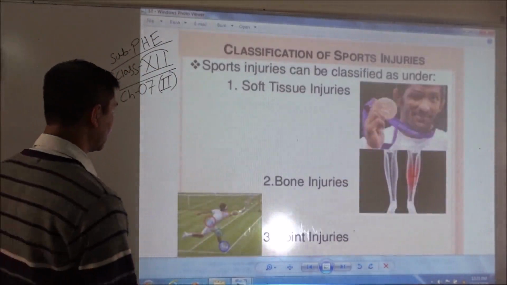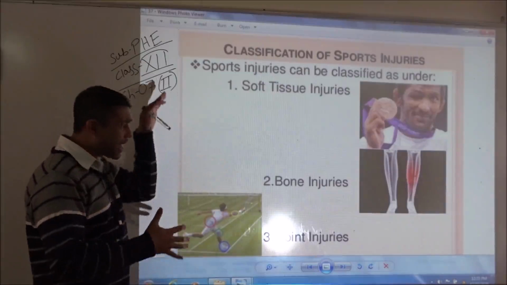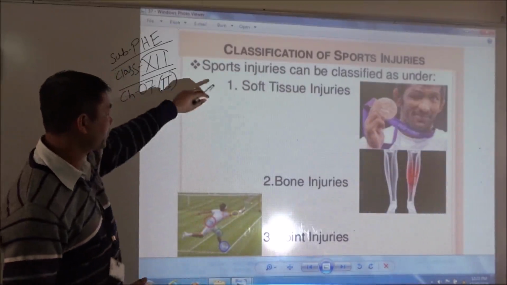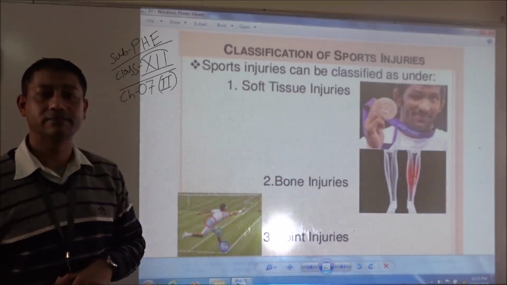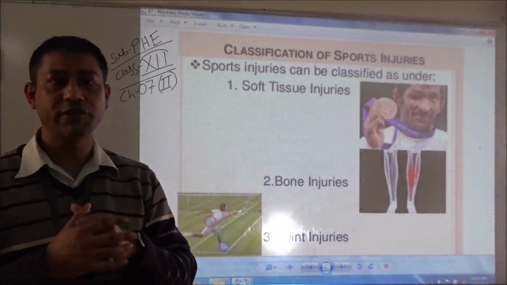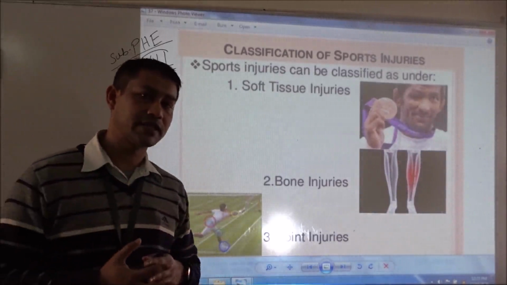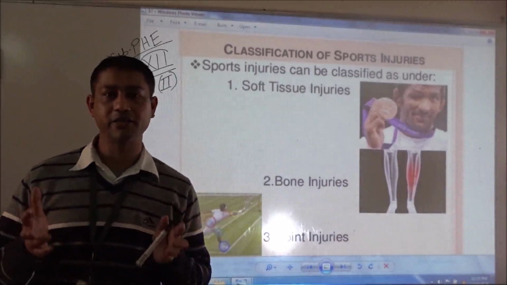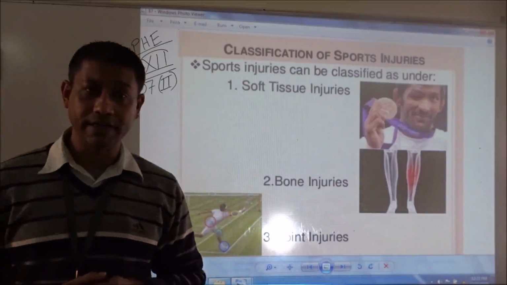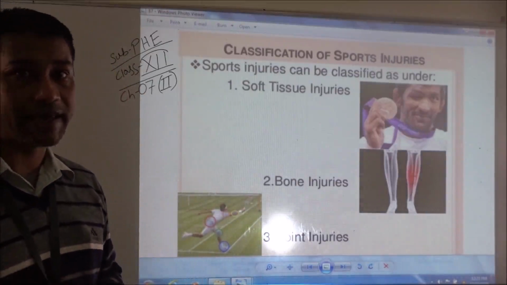Now, according to your syllabus, students, these three classifications are given: soft tissue injuries, bone injuries and joint injuries. So here we are going to discuss these three types of injuries elaborately.